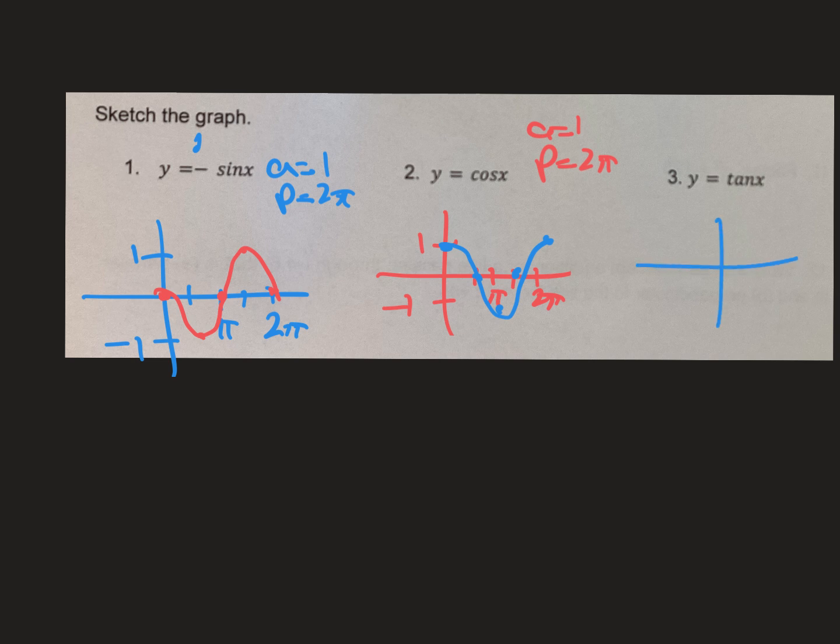Remember with tangent, it's been a couple days since we've done a tangent. You go to pi over 2 and negative pi over 2. That's where the asymptotes are. So I'm going to put an asymptote through there, an asymptote through there. The graph, remember, crosses in between the two asymptotes, right in the middle. If you go halfway over, you go up 1. If you go halfway over, you go down 1. The tangent graph looks like that right there.